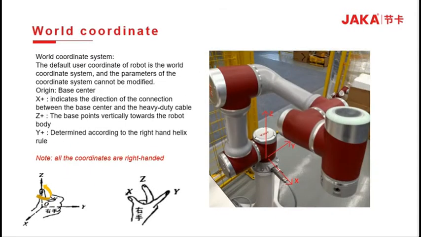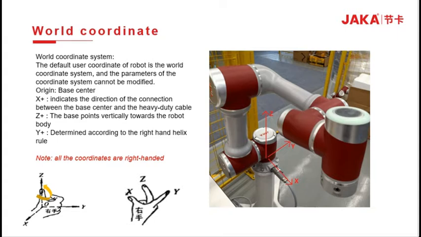Before we get to the user coordinate system, let's take a look at the world coordinate system. The default user coordinate system is the world coordinate system, which cannot be modified. The line direction from the center of the base to the interface of the heavy load line is the positive direction of the x-axis of the world coordinate system. The vertical direction of the base, pointing upward, is the positive direction of the z-axis.